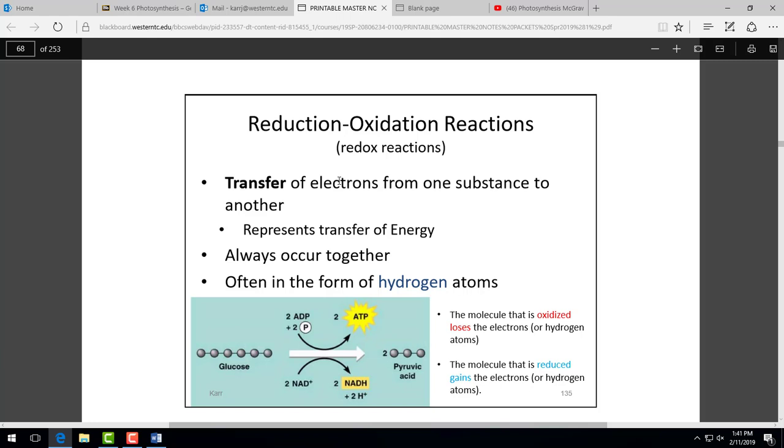So if something gains hydrogen, it gains energy. If it loses hydrogen, it loses energy. Okay, so try to just remember that.